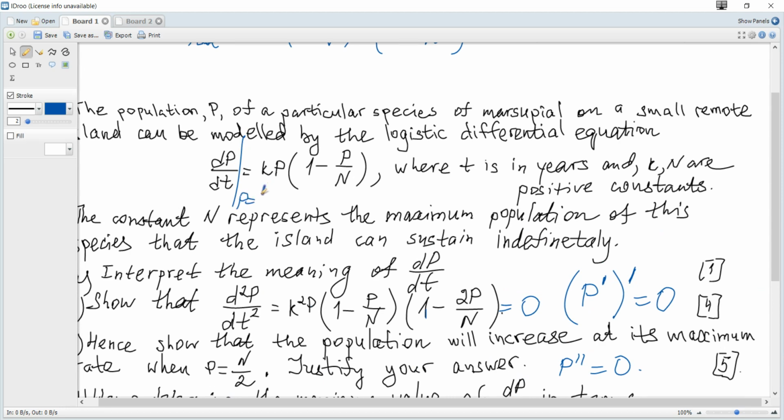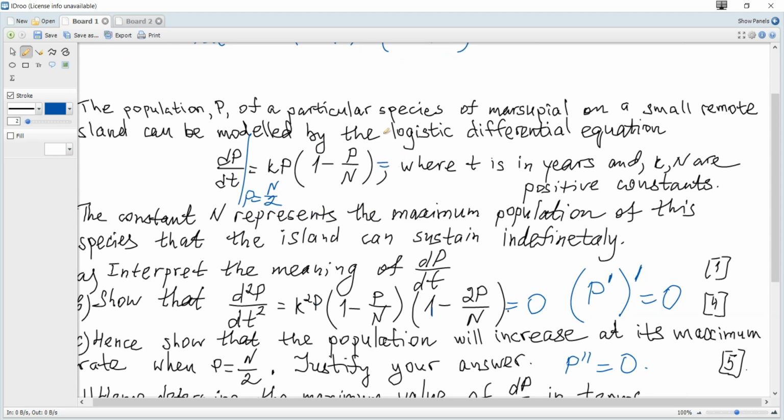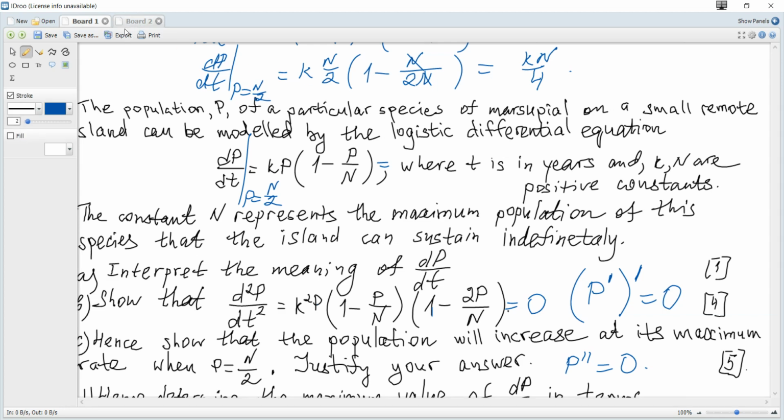We need dp/dt just at the point P is N over 2, so we need just substitute N over 2 for P. So it becomes k N over 2, times 1 minus N over 2N, and finally it's kN over 4. So it's dp/dt at the point P is N over 2. The next.